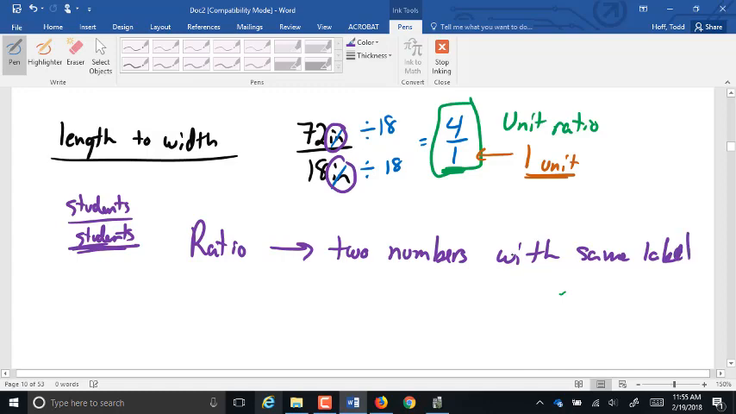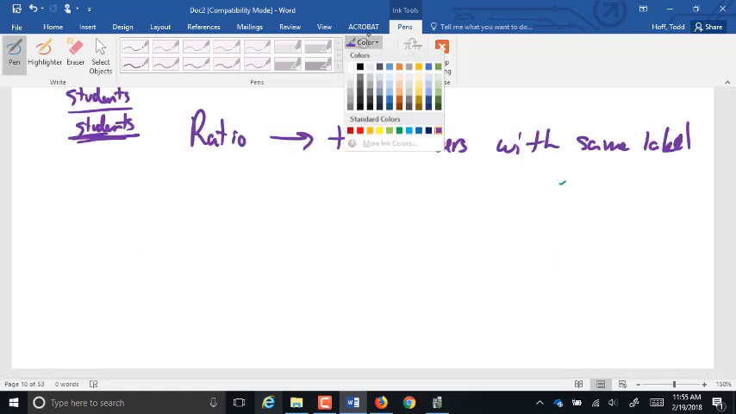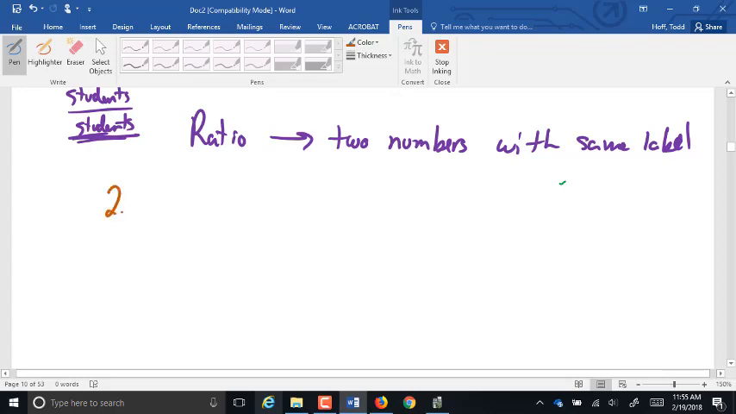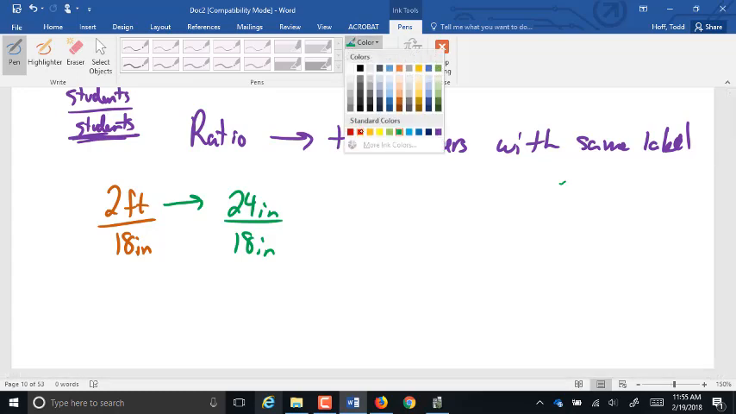Oops, writing's a little sloppy there, but you get the picture. So if I have something like 2 feet to 18 inches, that is not a ratio as it's written. Now I can change that. We can convert 2 feet into 24 inches. So I've got 24 inches to 18 inches. That's now a ratio.